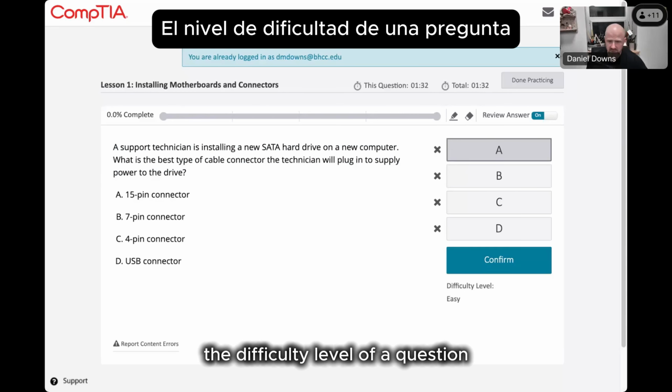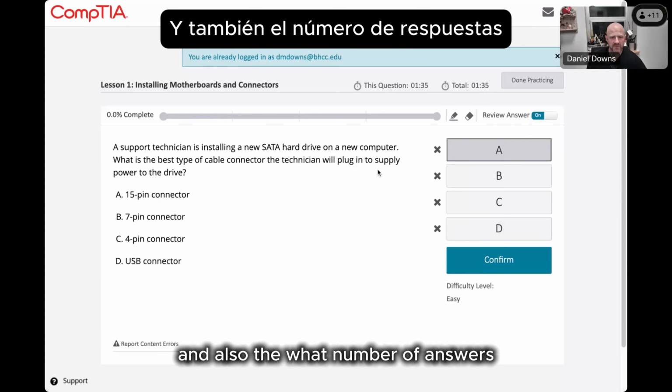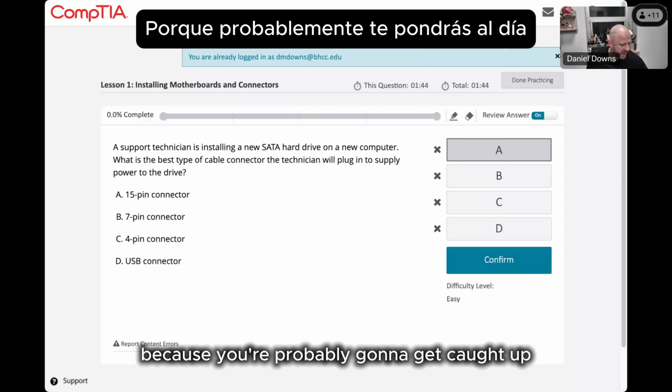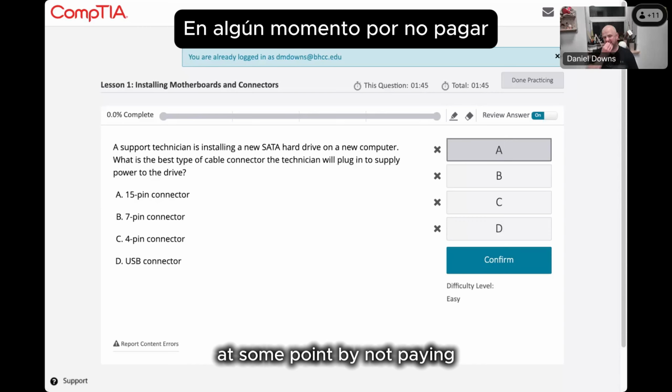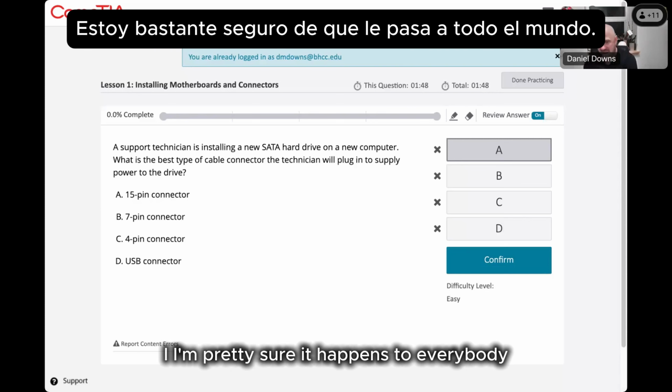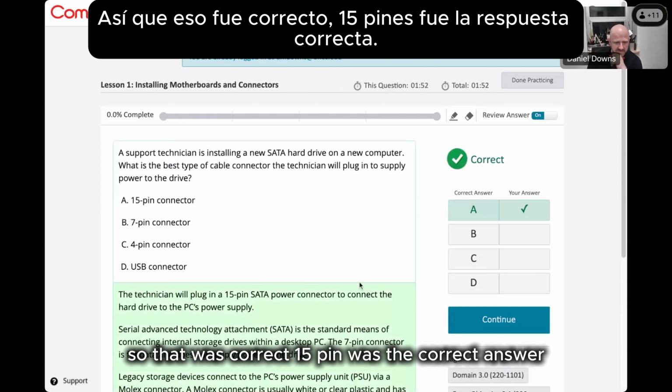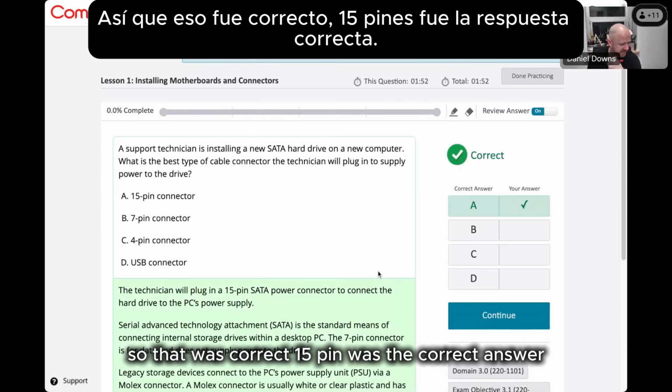The difficulty level of a question and also the number of answers, because you're probably going to get caught up at some point by not paying attention to the number of answers. I'm pretty sure it happens to everybody. So I'm going to hit... So that was correct. 15 pin was the correct answer.